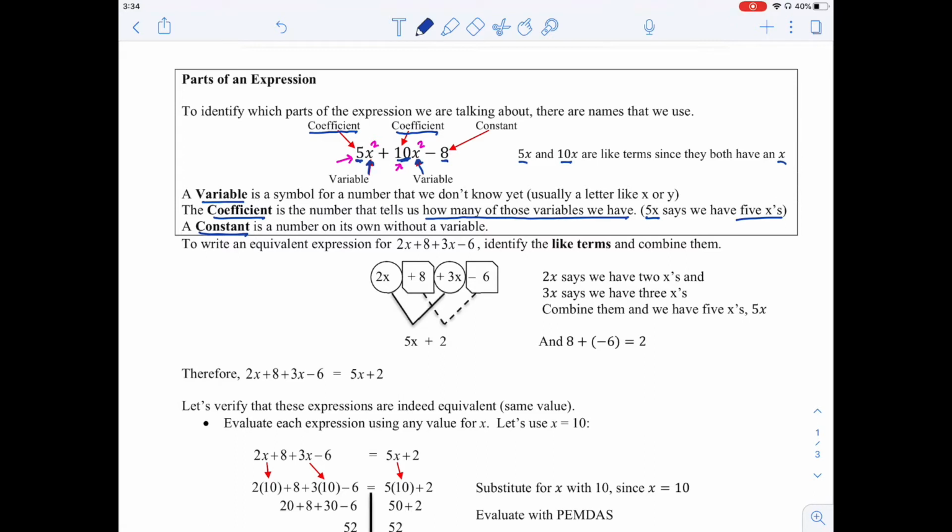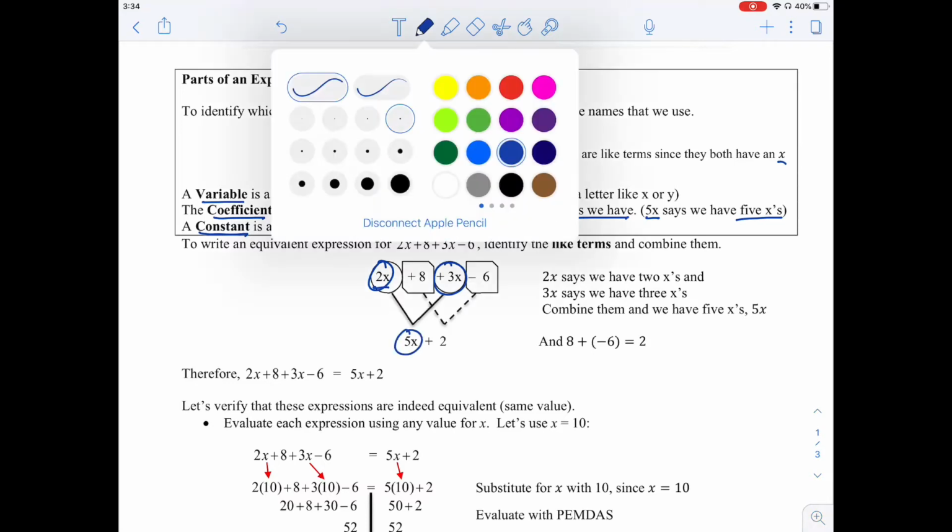Okay, so this next example: 2x plus 8 plus 3x minus 6. We can see that 2x and 3x have the same variable. So the first one has 2, the second one has 3. We just add them together. We have 5 x's, right? 5 x's.